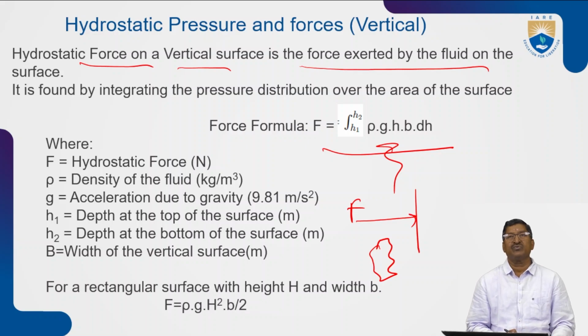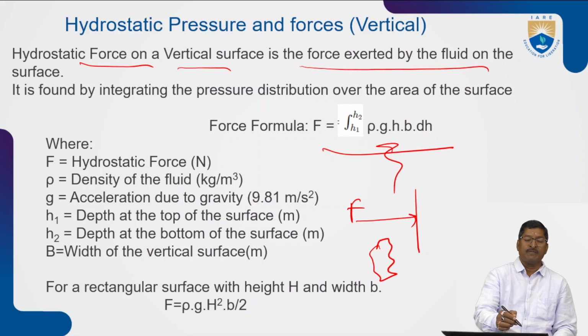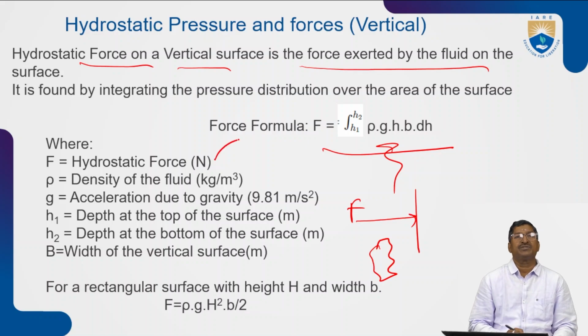So the force formula for such conditions is F equal to integral from h1 to h2 of rho g h b dh, where F is the hydrostatic force in newtons. Rho is the density of fluid as usual. G is the acceleration due to gravity, 9.81 meter per second square, as usual. And h1 and h2, what are these? They are the depth at the top surface.